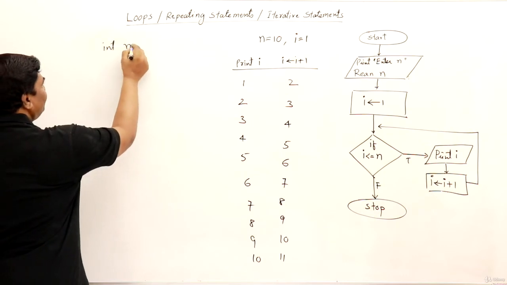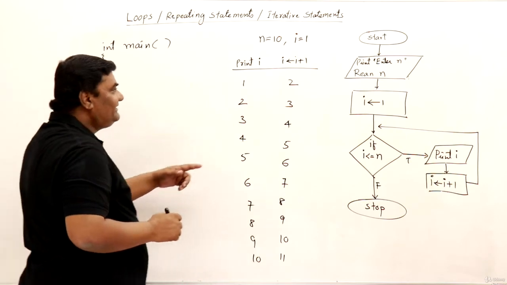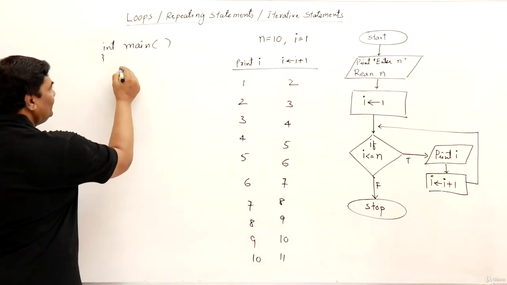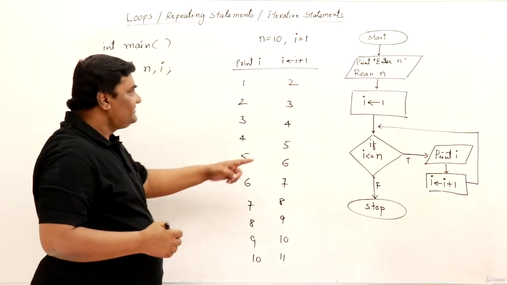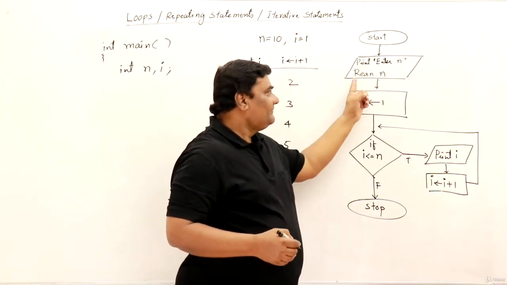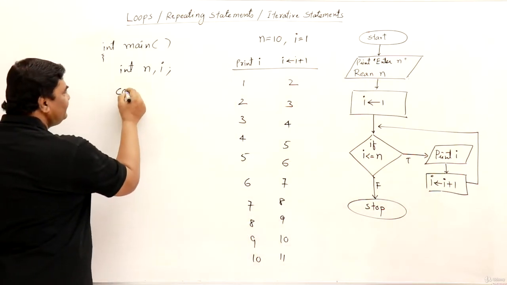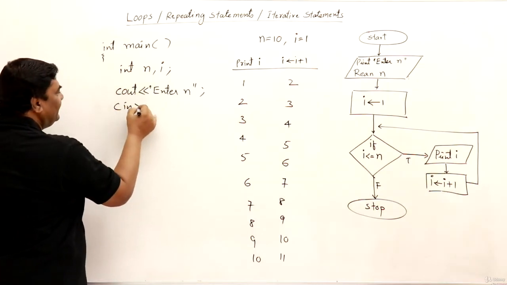So int main. Now inside this, I need some variables. What are those? n and i. I will declare those as integer type. Now what is the first thing? Enter a number and read a number. So cout "enter a number", then cin n.